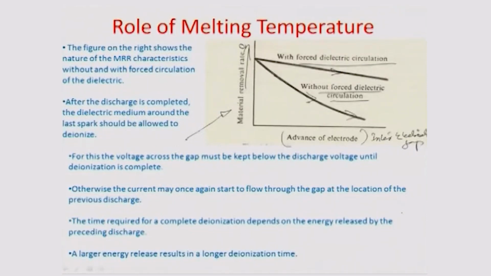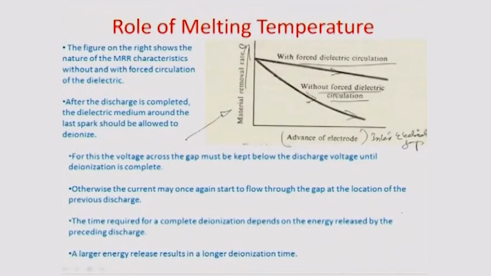So, one good point that can also be concluded is that after the discharge is complete, let us say the spark settles down, the dielectric medium around the last spark should be allowed to deionize fully. The ion column which is formulated should be able to get deionized, and that would be faster if there is a forced dielectric circulation. Otherwise, there is a tendency of the spark to get reformulated every time in the same zone, and then the overall rate of removal would reduce, because there is already a melt pool which has been formulated in the zone where the spark was before.